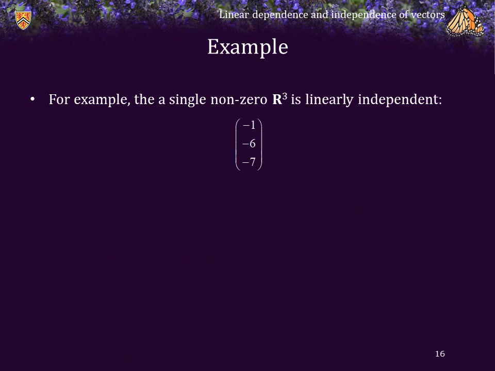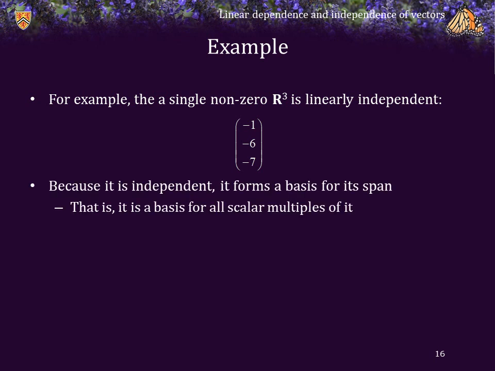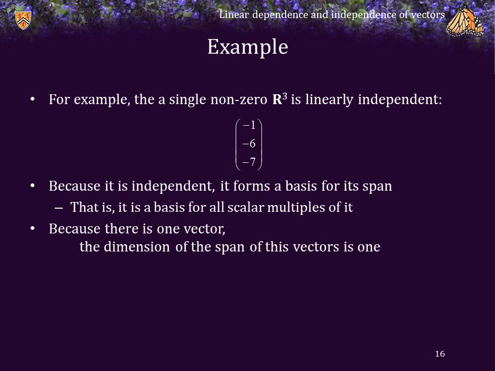For example, this is a single non-zero vector in R3, and it is therefore linearly independent. Trivially. Because it is linearly independent, it forms a basis for its span. That is, it is a basis for all scalar multiples of it. Sort of a trivial basis.